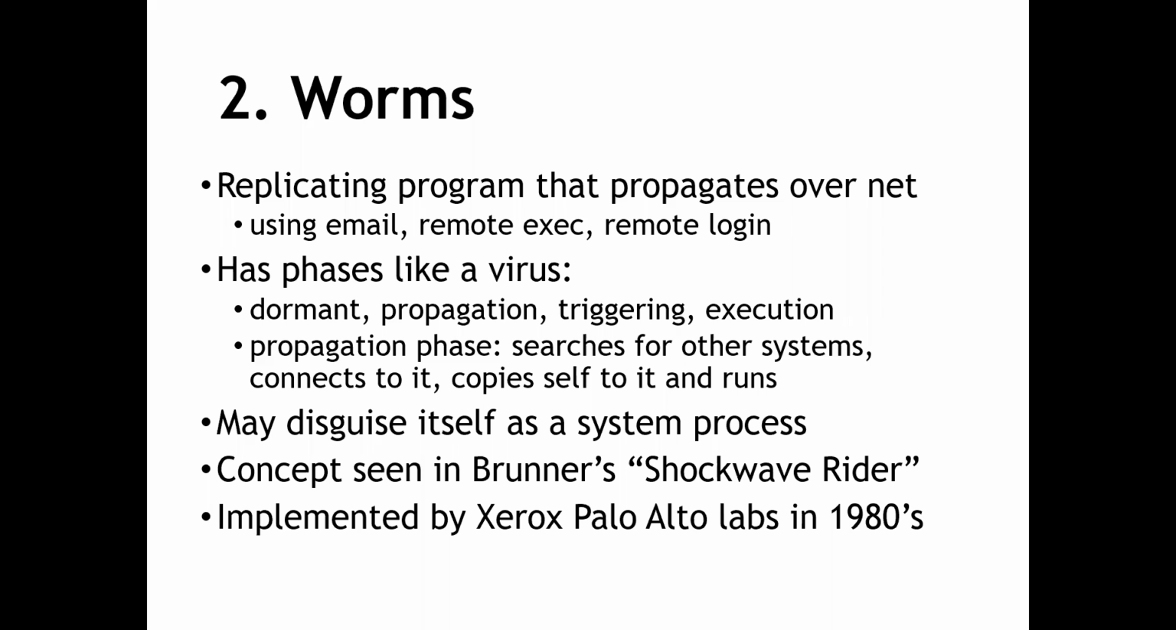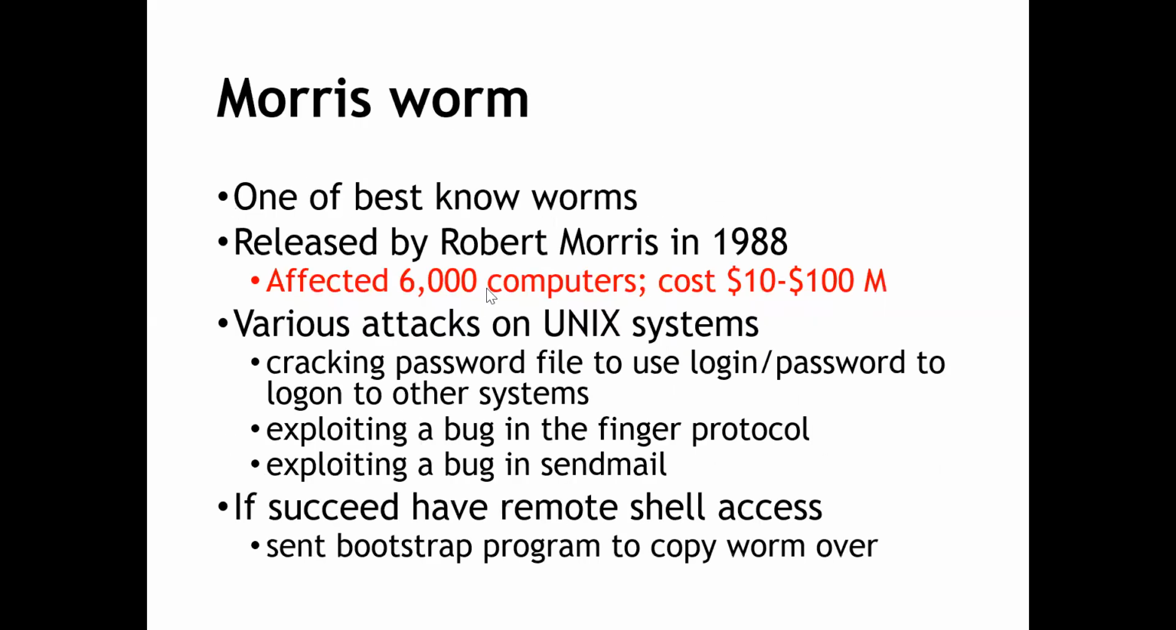An example of what Brunner came up with is the Shockwave Rider. In Palo Alto labs in the 1980s, they came up with a worm. And I'm telling you, this Shockwave Rider was able to pull down several websites. Yahoo went down, CNN went down, and they made lots of losses. Every time your servers are down, people are making lots of losses.